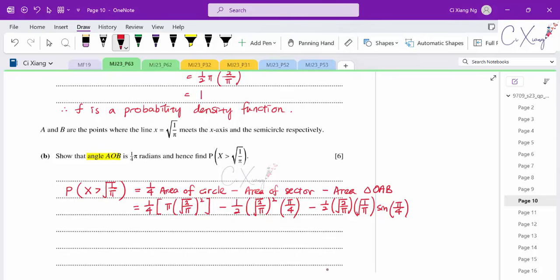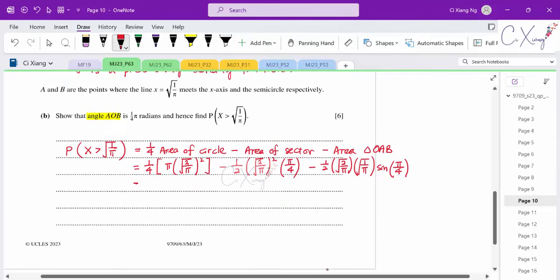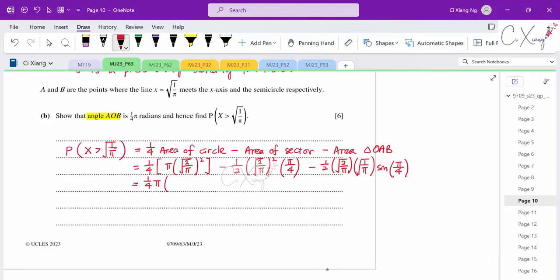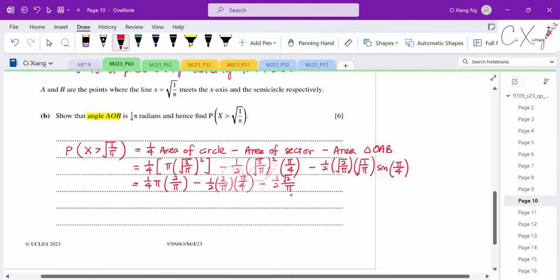What you need to do now is try to simplify all the terms here slowly to avoid any careless mistake. Then eventually you can get the answer. So r squared, I'm having 2 over pi here. Then for this one, I'm having 2 over pi also, and then pi over 4. Next term I'm having 1 over 2, then square root 2 over pi here. Square root 2 times square root 1, you still get a square root 2. Then sine pi over 4. What is the value for sine pi over 4? It should be 1 over square root 2.